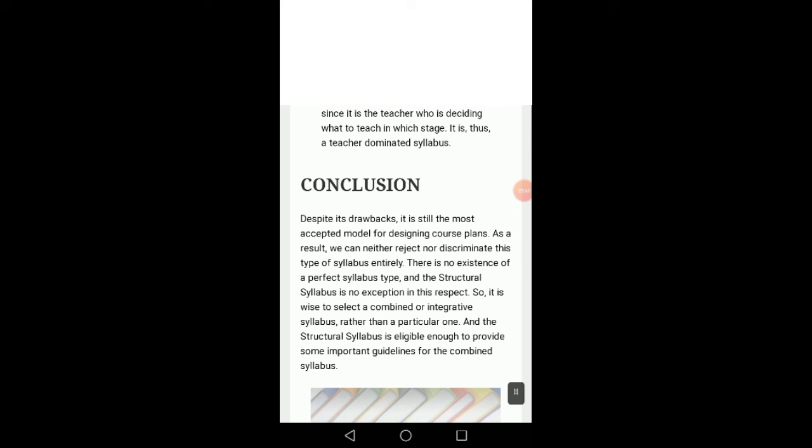So, it is wise to select a combined or integrative syllabus rather than a particular one, and the structural syllabus is eligible enough to provide some important guidelines or insight for the combined syllabus.